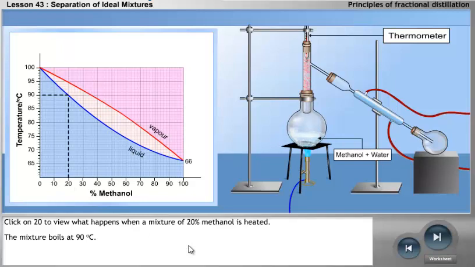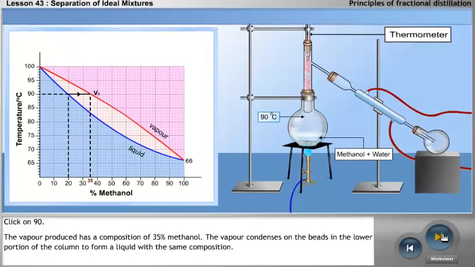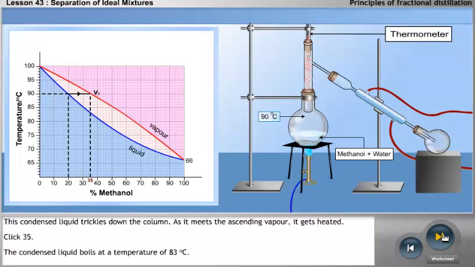The mixture boils at 90 degrees Celsius. Click on 90. The vapor produced has a composition of 35% methanol. The vapor condenses on the beads in the lower portion of the column to form a liquid with the same composition. This condensed liquid trickles down the column. As it meets the ascending vapor, it gets heated.